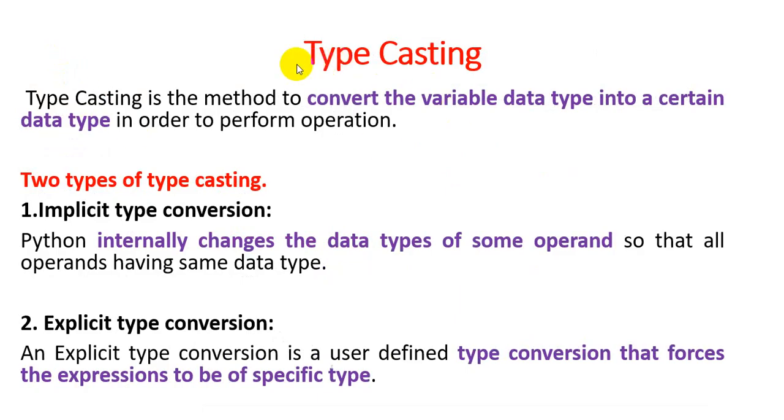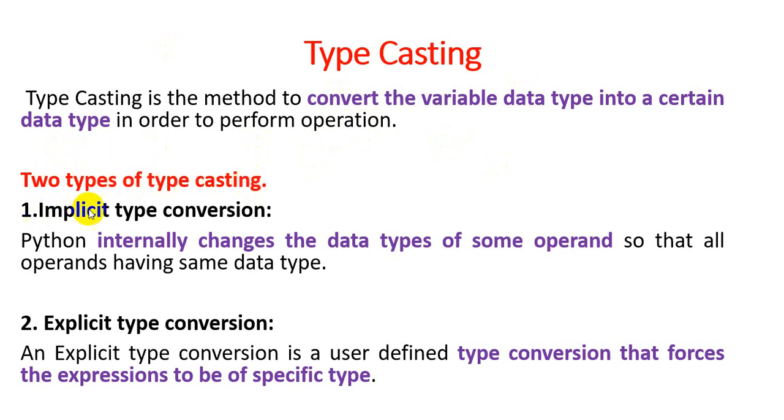Hello friends, we are going to discuss typecasting in Python. Typecasting is the method to convert the variable data type into a certain data type in order to perform an operation. So, the data type of the variable is converted into another data type to perform an operation. Two types of typecasting are available in Python.